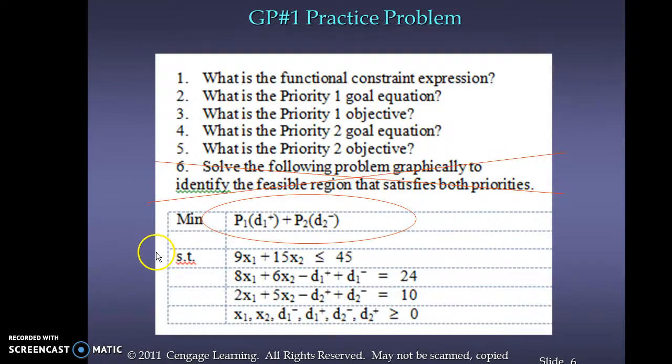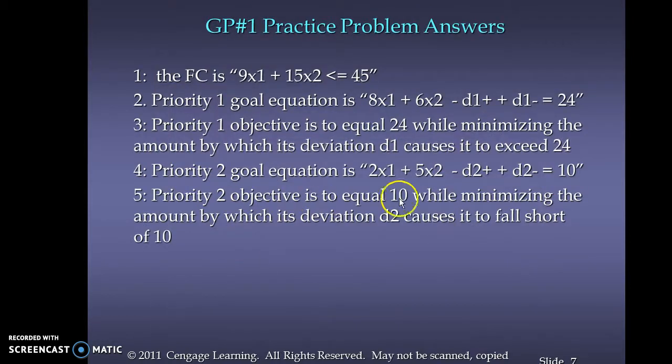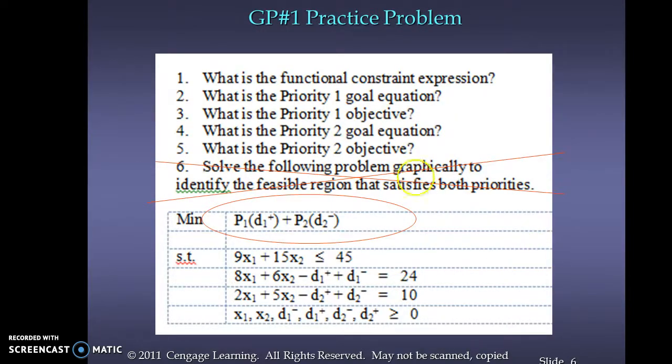The answer to question number 4, let's skip to that since it's of the same type. Priority 2 goal equation is this expression where we say equals 10. Okay, that is that expression. So I want you to be able to spot the goal equations for a given priority. And again, that's easy based on knowing that deviation variable expressions are marked with subscript 1s, 2s, and so on.